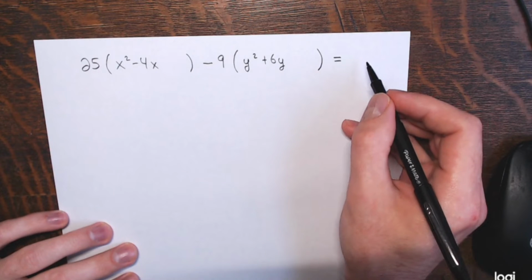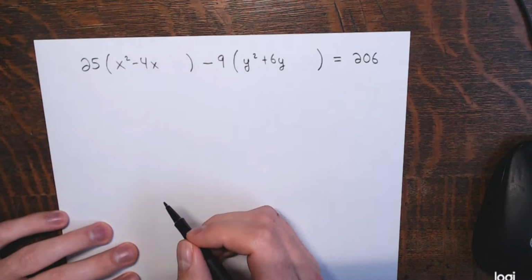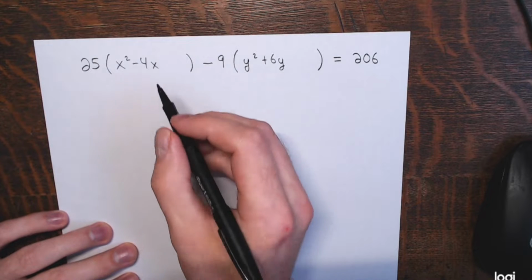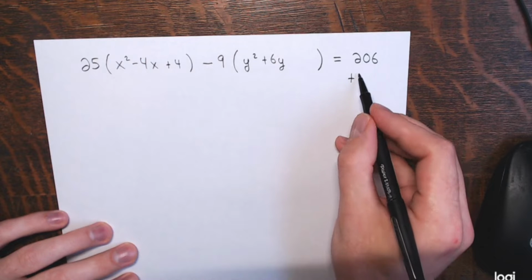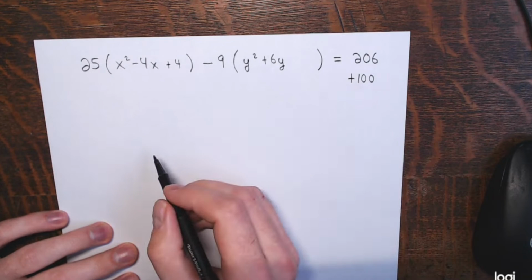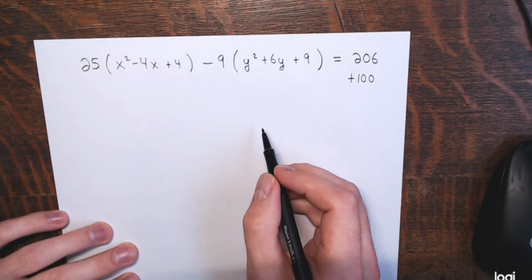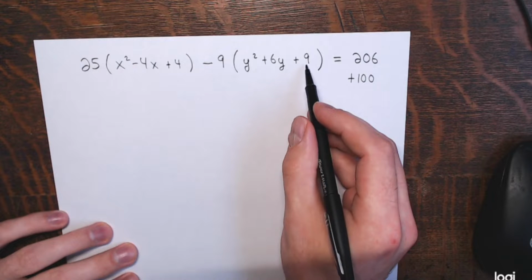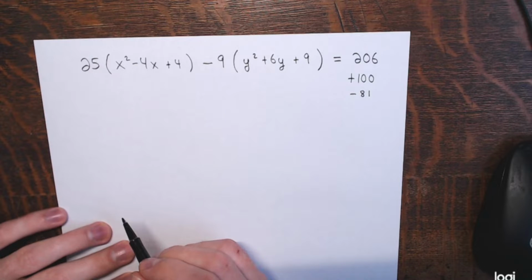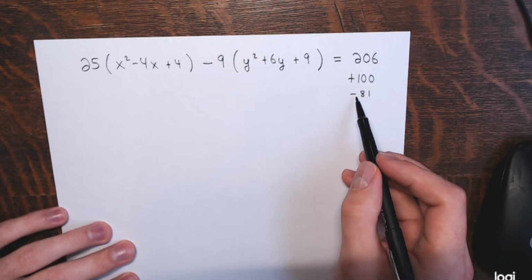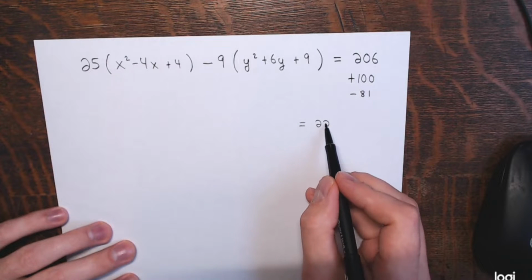And then there was -206 on the left. I would add 206, and then there's positive 206 on the right. Alright, completing the square, I would add 4 to the x terms here in the parentheses, and then 25 times 4 is 100. So I'm going to add 100 to the other side to keep it balanced. And then here I'd be adding 9 to complete the square on the y's. -9 times 9 is -81, so I put -81 over here. Alright, so 100 minus 81 is 19, plus 206. This is 225 on the other side.